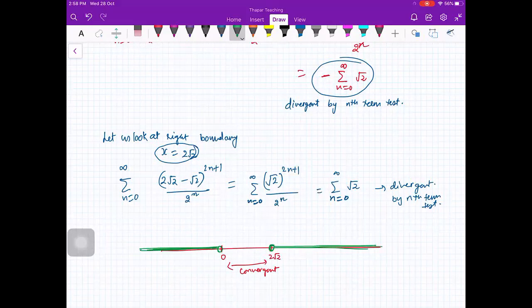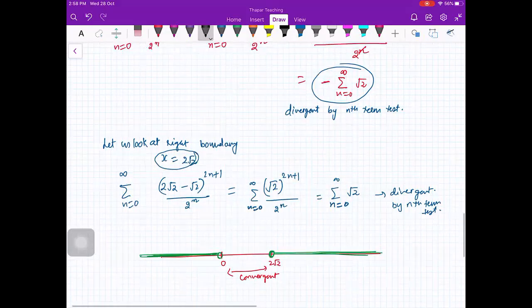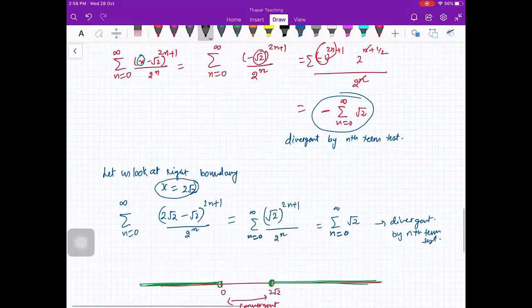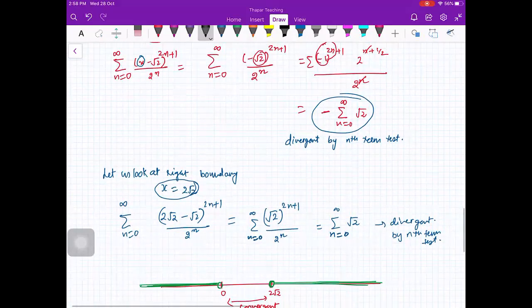Okay, yes beta. Ma'am, please explain once again from the start, I did not understand the last part a little. Okay, beta, wait. Let me just complete first.